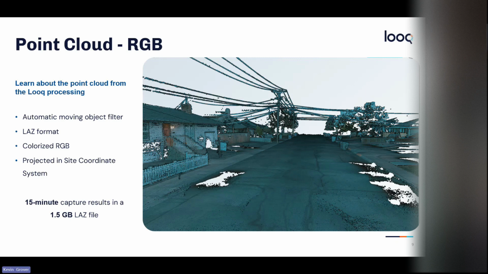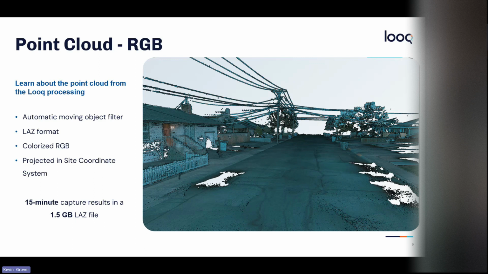We do export this with a few different variables, and I will break up what we export. We do include the RGB data, and it is projected in the site coordinate system. We support a number of different EPSG coordinate systems, so if you want to work in UTM or a state plane system, all of these data formats are exported in the coordinate system of your choice.